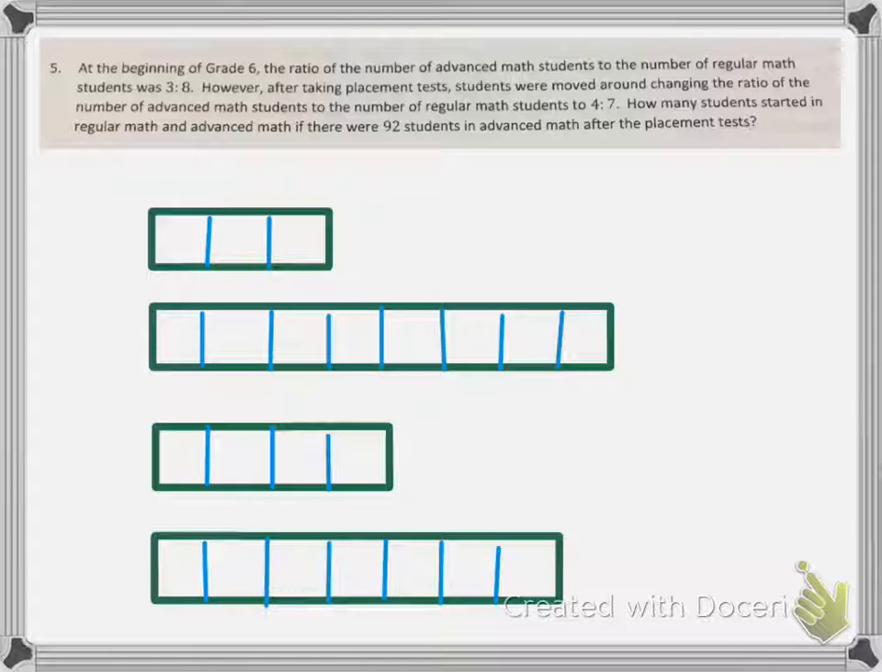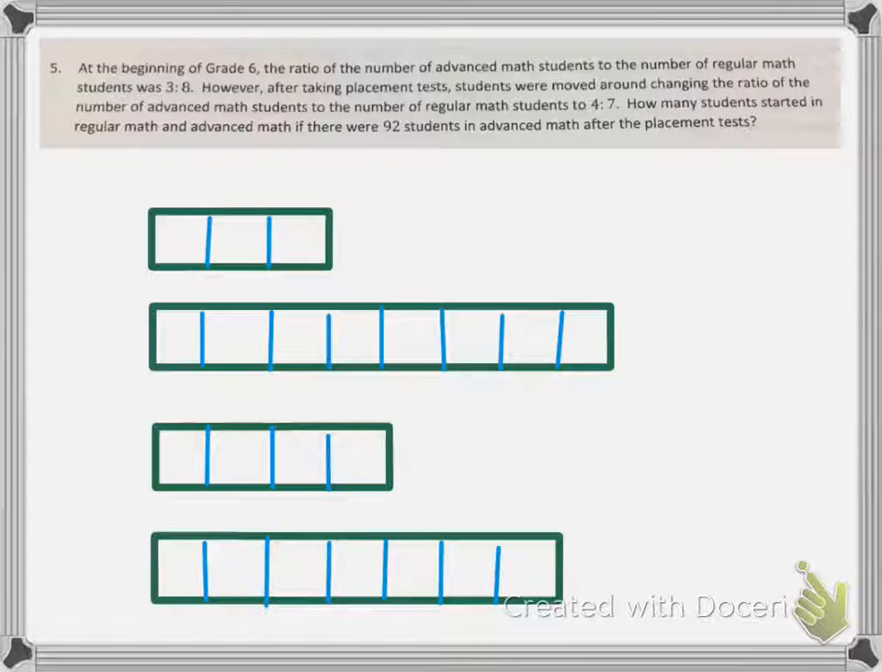First one I want to look at is number 5 in the exercises. And we're going to use tape diagrams to solve these problems. Here's number 5. At the beginning of grade 6, the ratio of the number of advanced math students to the number of regular math students was 3 to 8. Okay, so let's stop there.